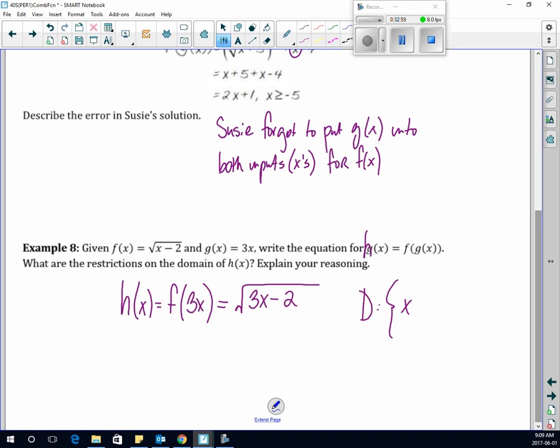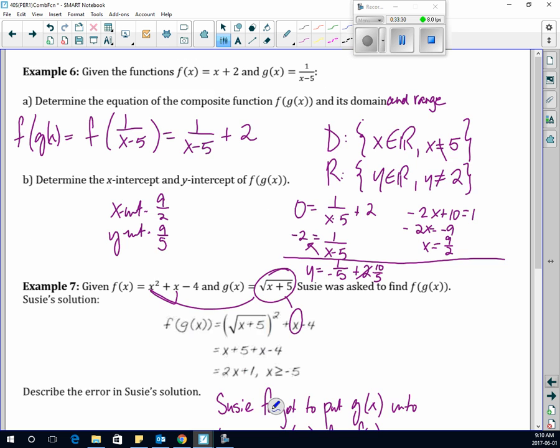There was no restriction going in, right? But there definitely is a restriction coming out. So x is an element of reals. x has to be greater than or equal to 2 over 3. Very good. Does everybody know how I got 2 over 3? I set the inside greater than or equal to 0 and solved it, right? Yeah? Okay. Moving on.